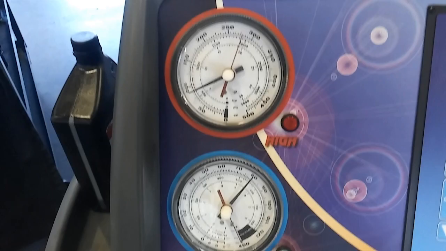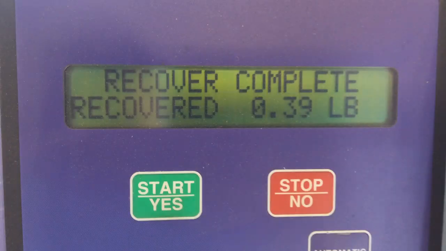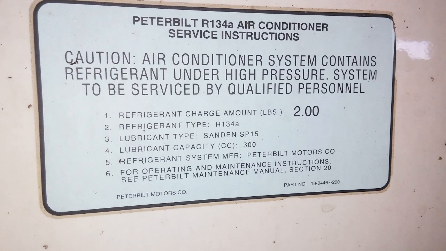Now, if you hook up and there's zero pressure, then you don't really have to worry about recovering it. But in this case, we do have to recover. After I recovered it, it came up with basically 0.4 pounds of refrigerant in the system. If you remember the sticker in the second video, this is how much refrigerant is supposed to be in. See the 2? There should be 2 full pounds of refrigerant in the system. So we found a leak, and we found that the system's undercharged. We're now going to replace the components, charge it to the appropriate amount, and then go from there.